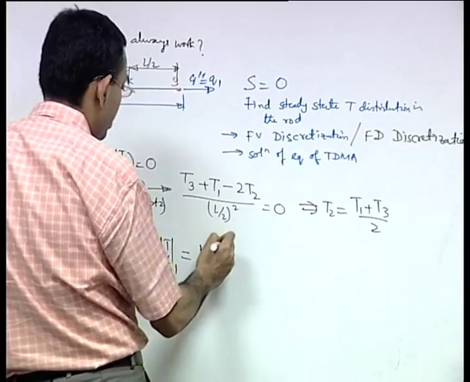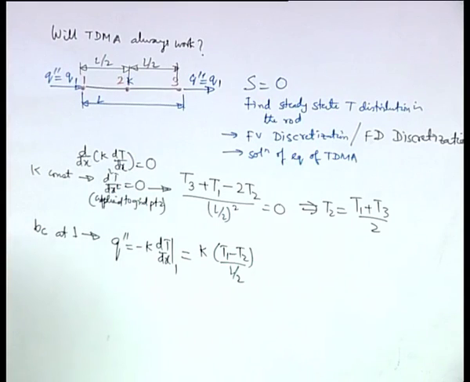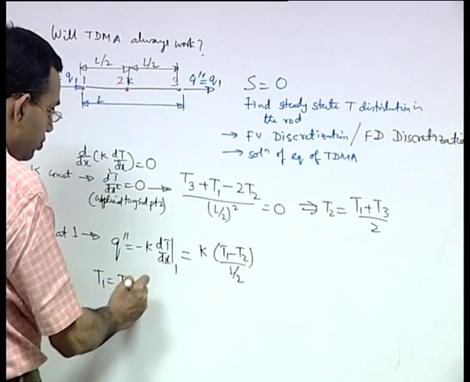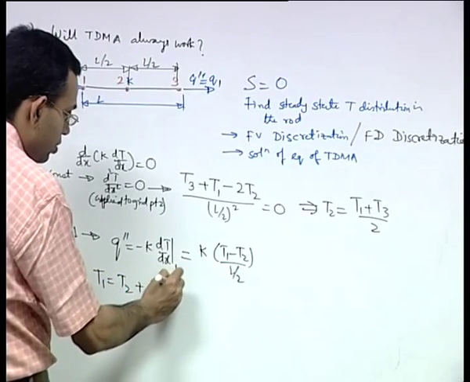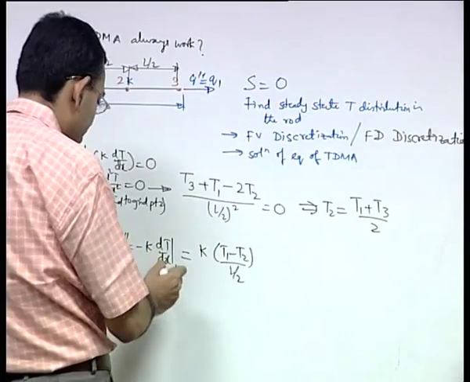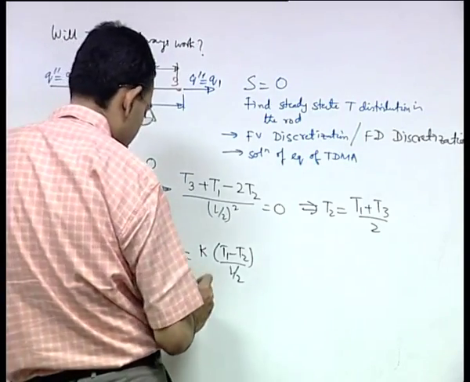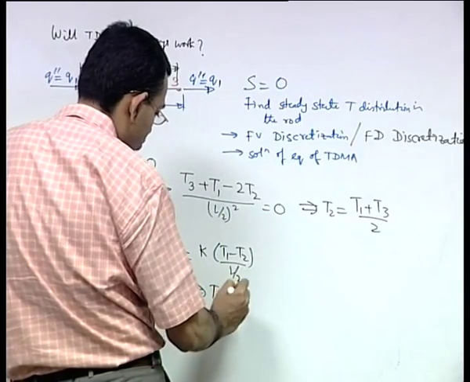So, k into (T1 minus T2) by L by 2. So, T1 is equal to T2 plus QL by 2k. Let us consider this QL by 2k as a number A for simplicity. So, T1 is equal to T2 plus A.